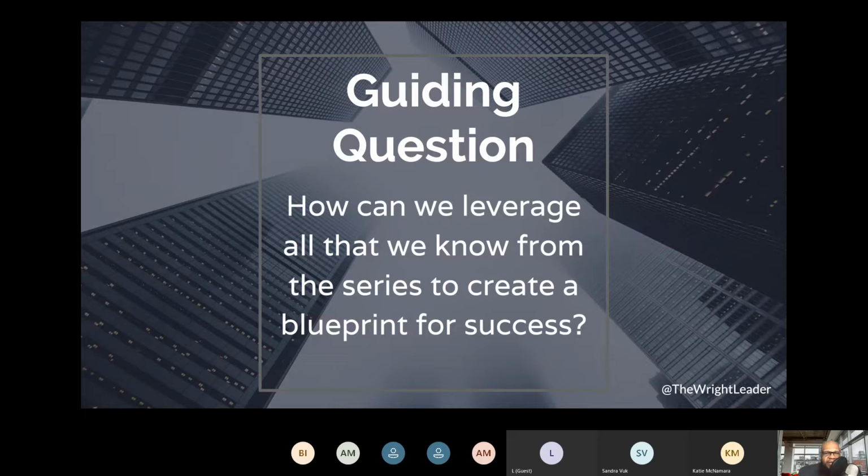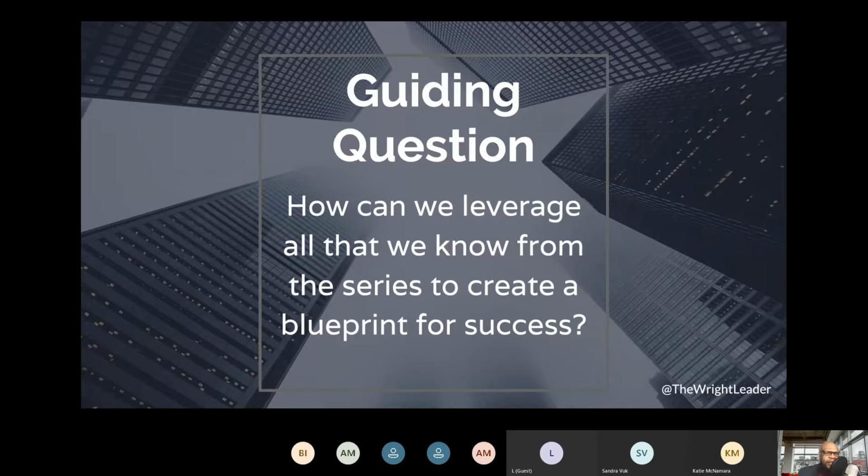for success? Now, you may have noticed, of course, if you've been in previous sessions with me, that the guiding question has been the same throughout each of the previous sessions because we've been looking at student achievement and how can we really leverage these different things.